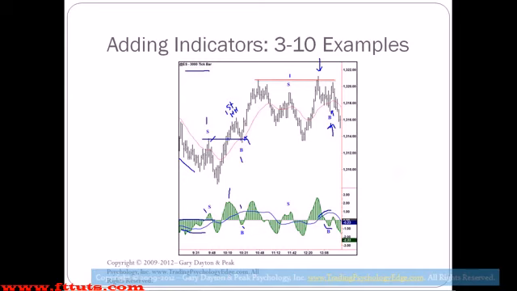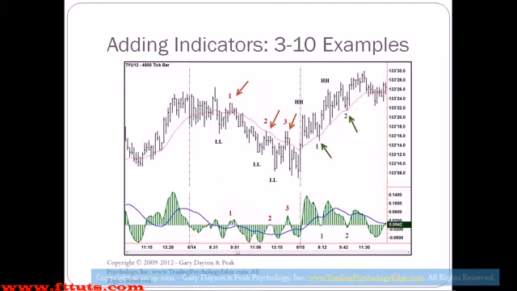Gajendra asks, is the 16 average a simple moving average? Yes, it is a simple moving average. And Amy asks, is that the 20 period exponential moving average on this chart? Yes, and you can use a simple moving average, but I've always used an exponential. It just is a little quicker. And we're going to use this in combination.